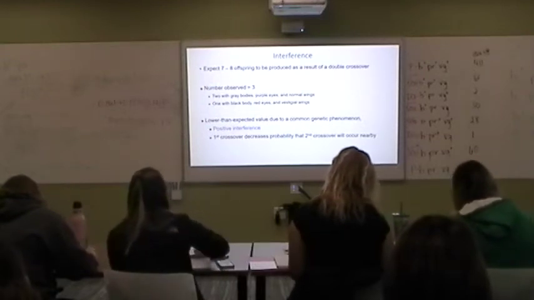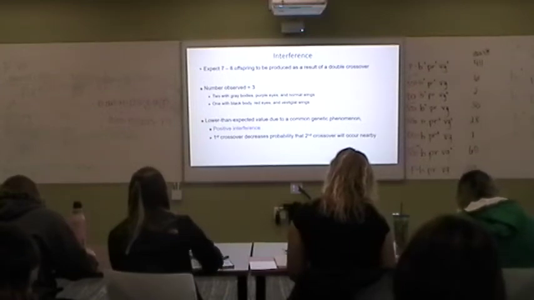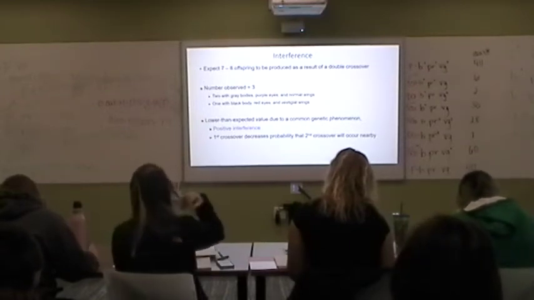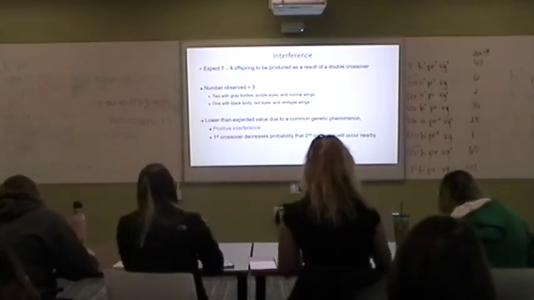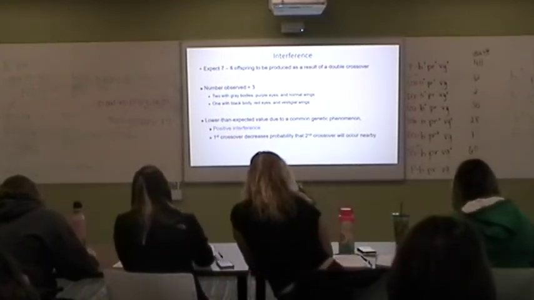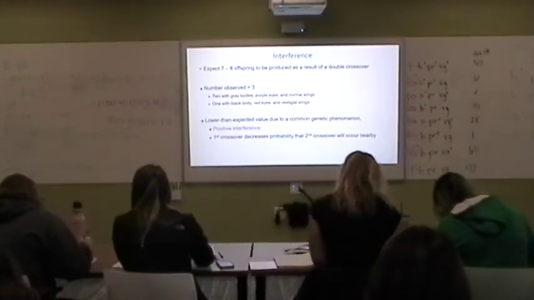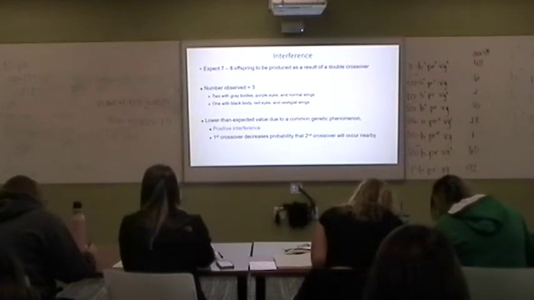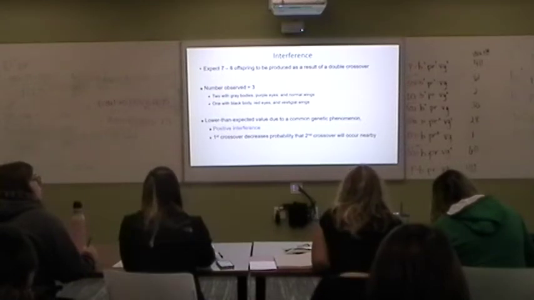Because we have fewer than expected, we call this positive interference. If we had more, so if we ended up with 30 double crossover individuals, that would be negative interference, because that would mean that one crossover is actually creating incentive for a second crossover to occur. That's fairly rare. I don't expect that you'd end up with any negative interference.